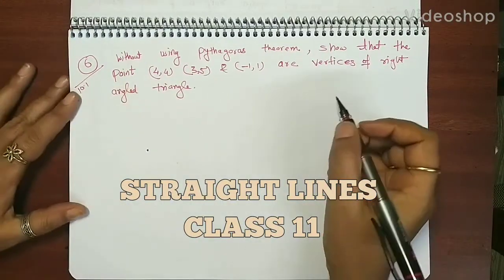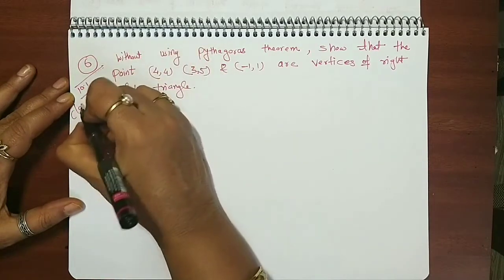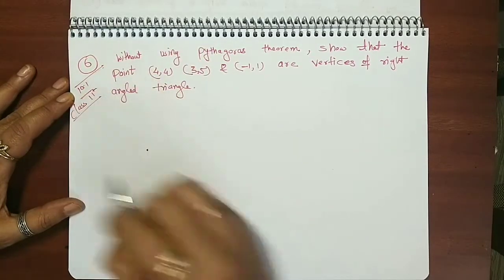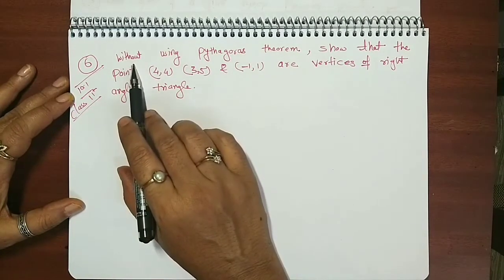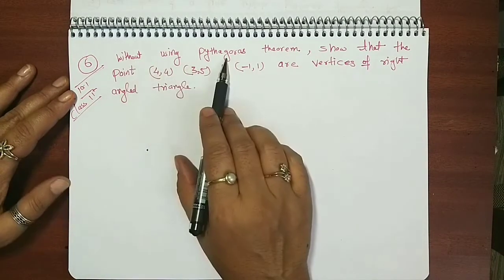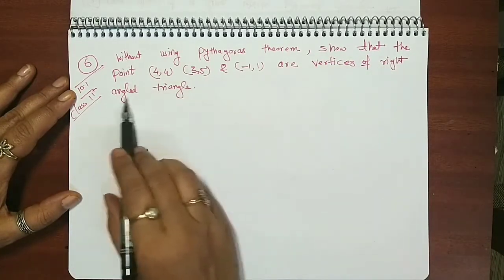Hello everyone. Let's do question number 6 from exercise 10.1, class 11th NCERT book. Okay. So here we'll see the question. Without using Pythagoras theorem, show that these points are vertices of a right angle triangle.